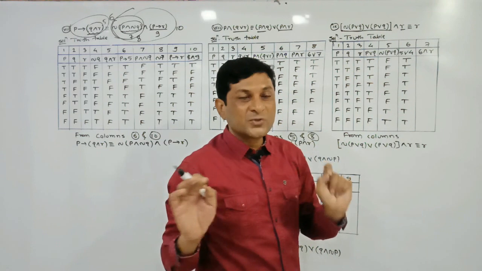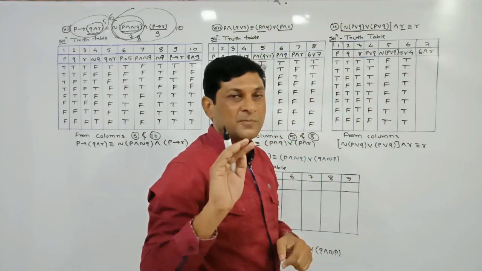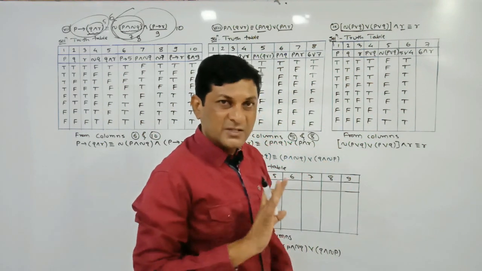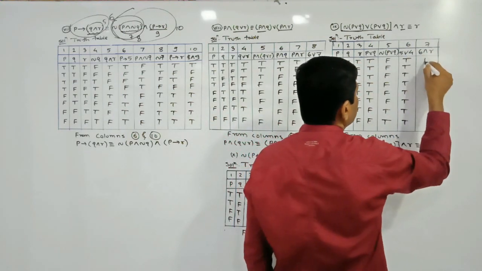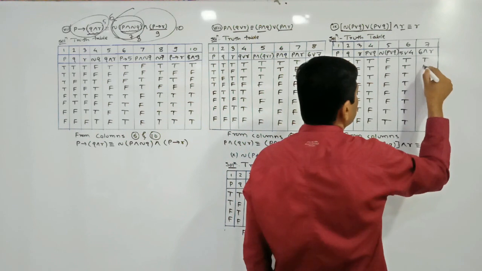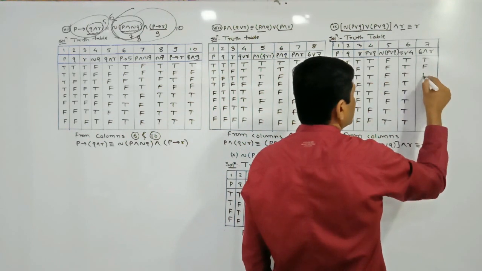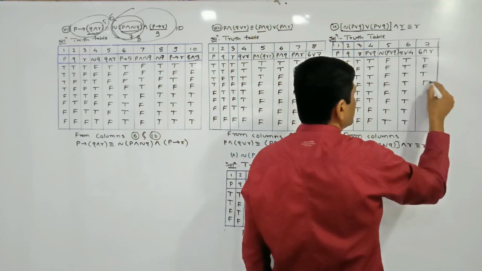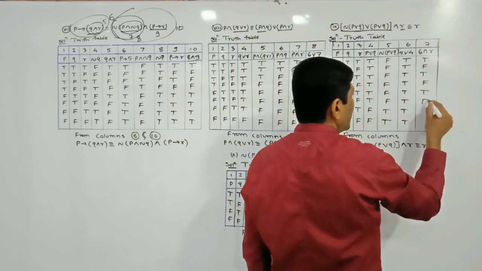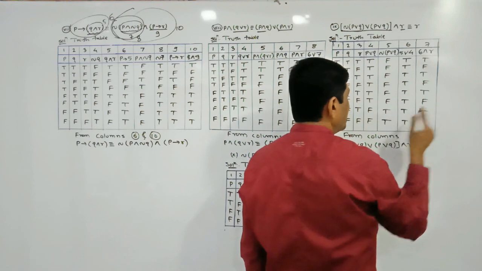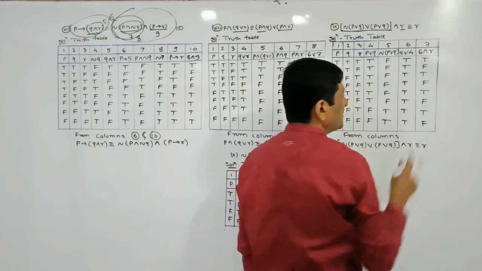We are connecting these two statements by which logical connective? In case of AND, if at least one F appears, the result will be false. So here both are true, so the result will be true. Here one statement is false, so the result is false. Here both are true, so the result is true. Here one is false, so the result will be false. Here both are true. So T. Here F appears, at least one F appears, so the result will be false. Here F appears, so the result will be false.